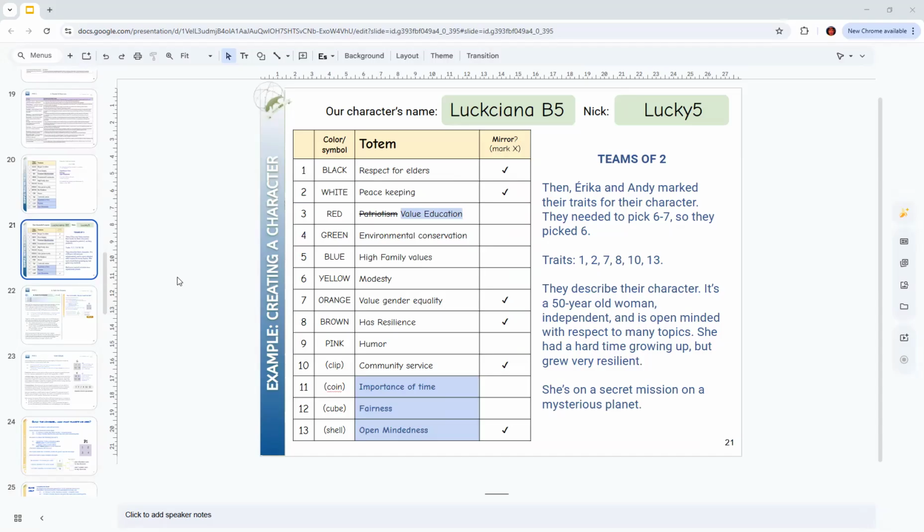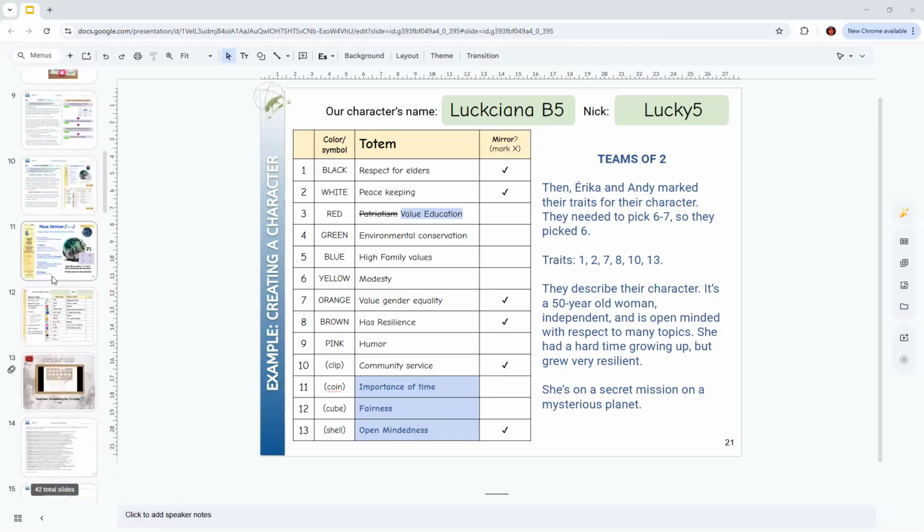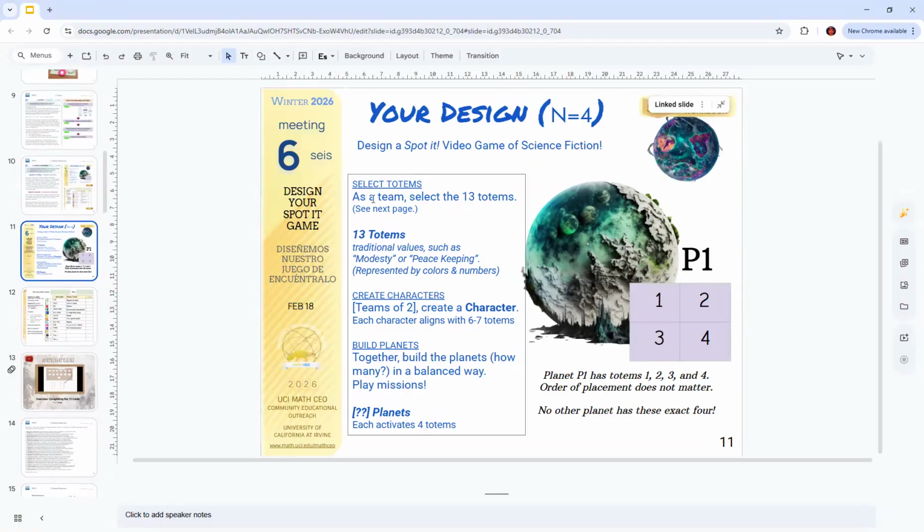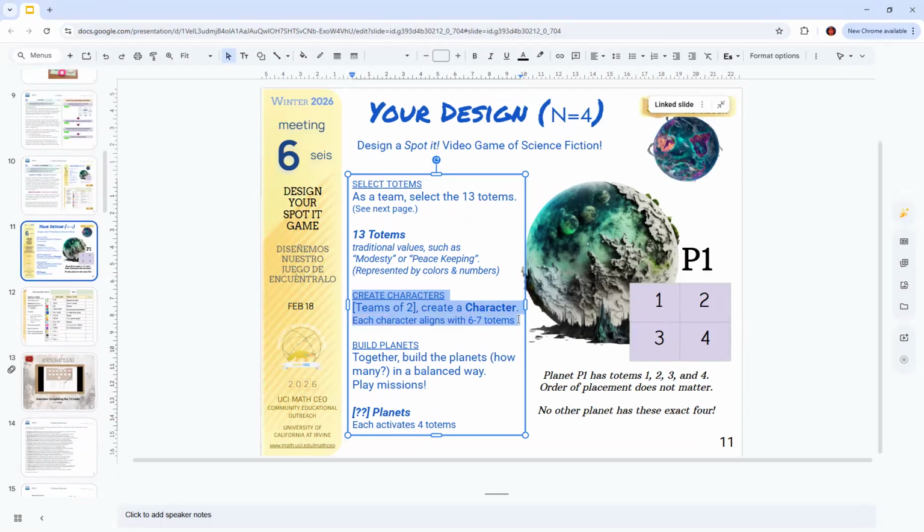Hello, mentors. Let's explore in this video how a character is created. Remember that in this part, you first select the totems, then you create the characters, and finally you build the planets and play the missions. So let's focus just on this part, creating the characters.